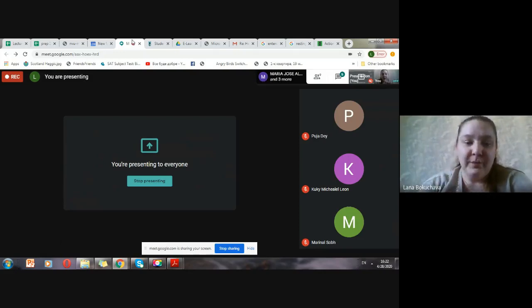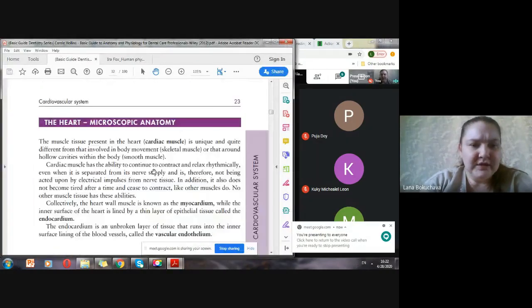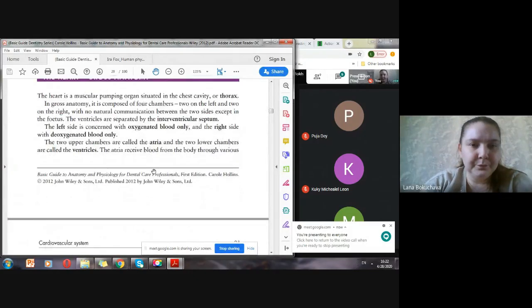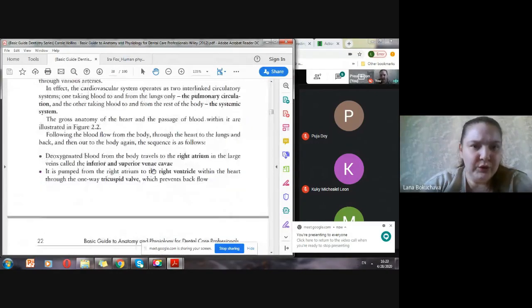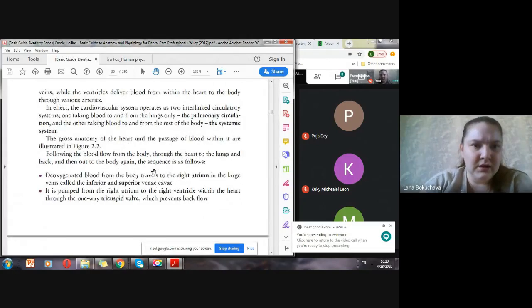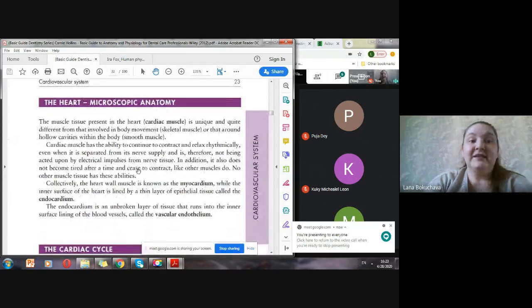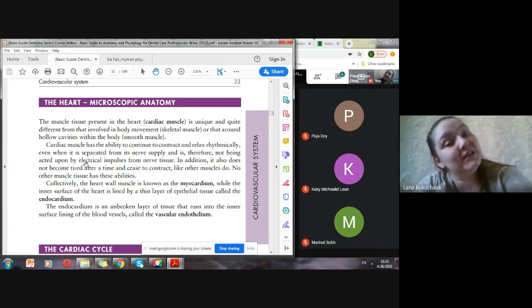That's why I told you, if you remember, that here was written this portion. Just a second. These words were very important for me, so I will show it to you again. Maybe it was here in the microscopic anatomy. Yes. Cardiac muscle has the ability to continue to contract and relax rhythmically, even when it is separated from its nerve supply, and is therefore not being acted upon by electrical impulses from the nerve tissue.